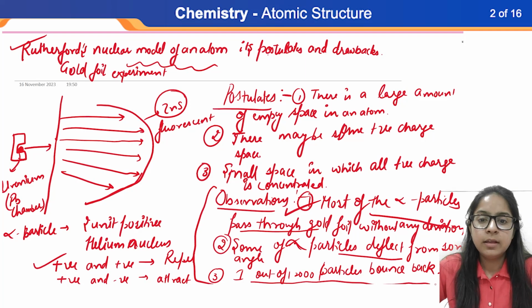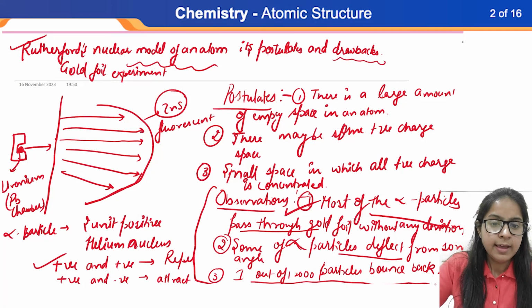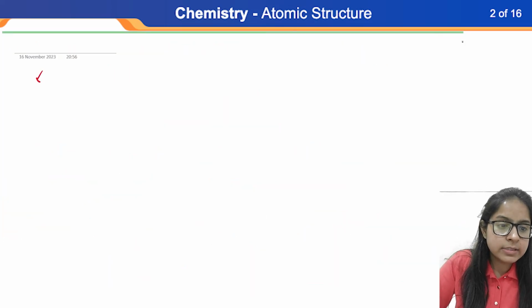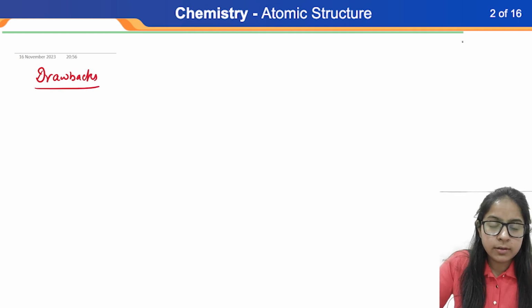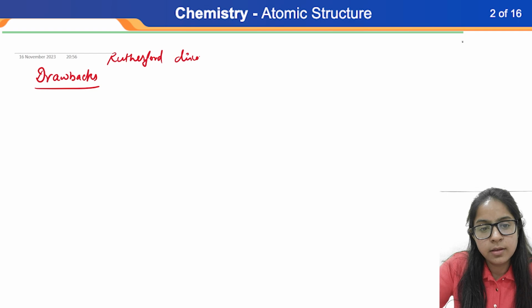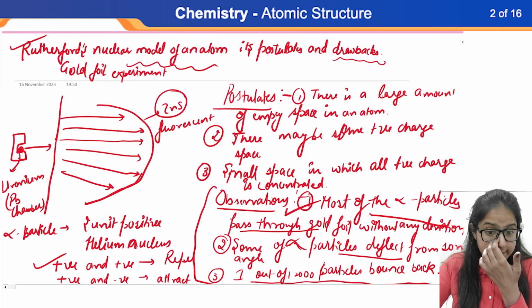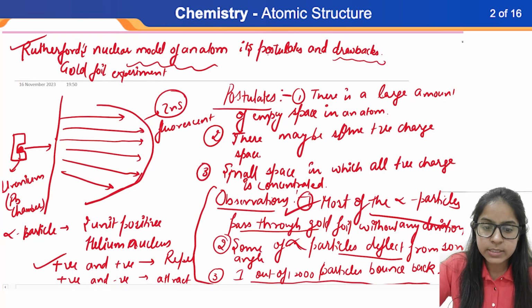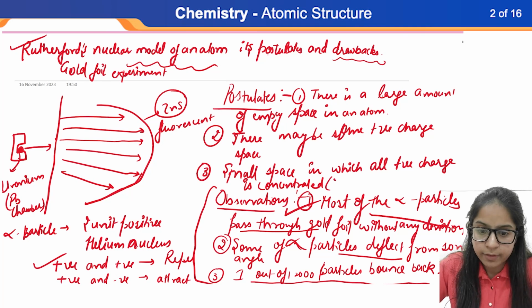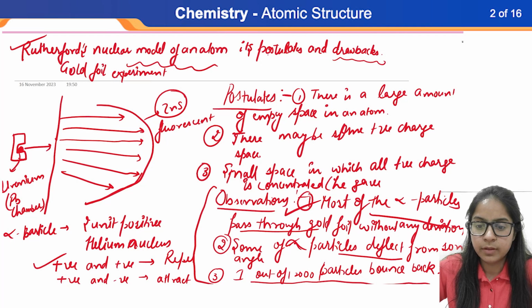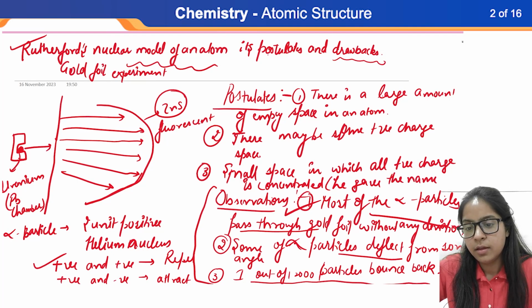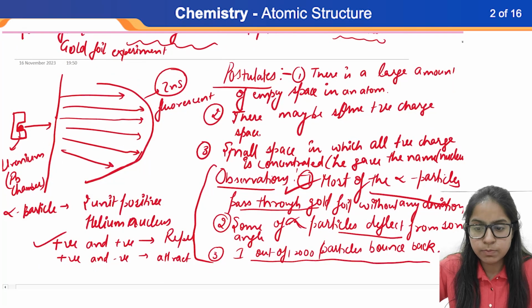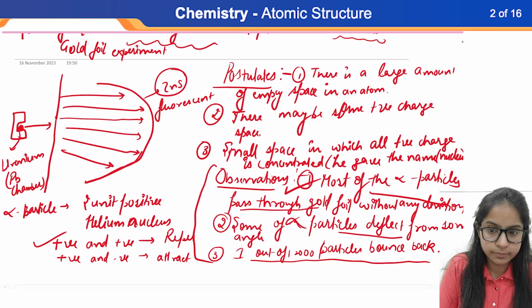Now, what are the drawbacks of the Rutherford atomic model? First, what Rutherford discovered was the nucleus. As you can say, the small space in which all the positive charge is concentrated, he gave the name nucleus. This small space he gave the name nucleus.